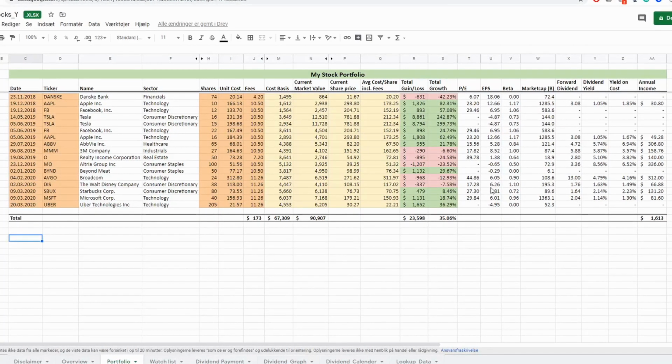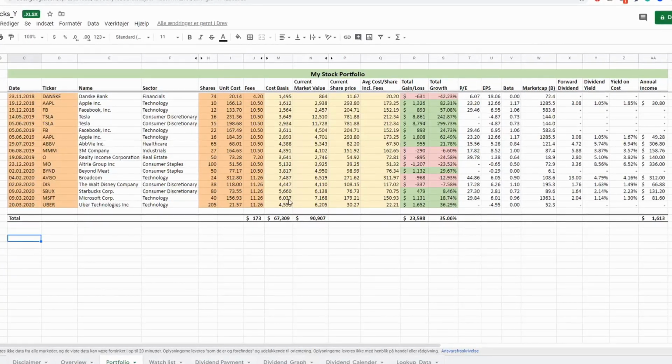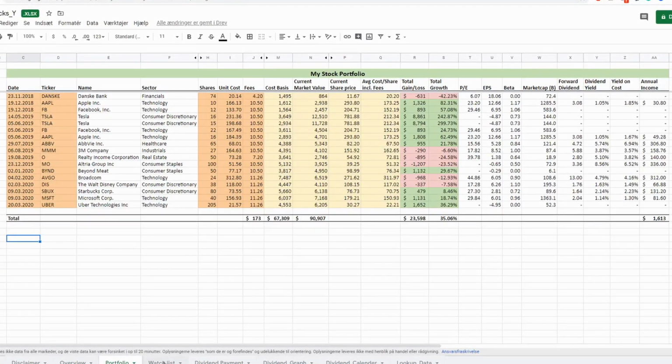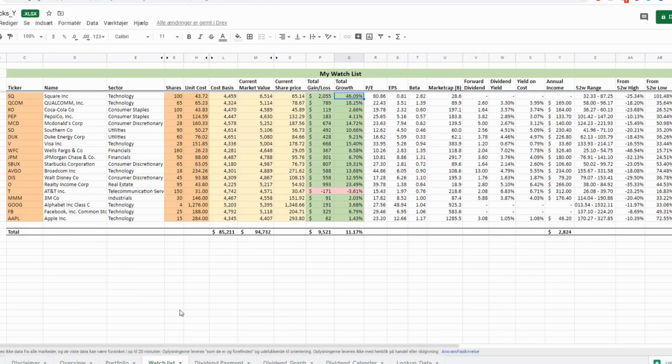I have done some updates and changes to my Google Sheet. I have added this watch list tab here. If we go here, we can see some stocks that I am considering buying. So what I do is I plug in the stocks that I'm interested in and that I need to do some more research on. I plug in the amount of shares I'm interested in buying and the unit cost, what the price was when I was looking at it.